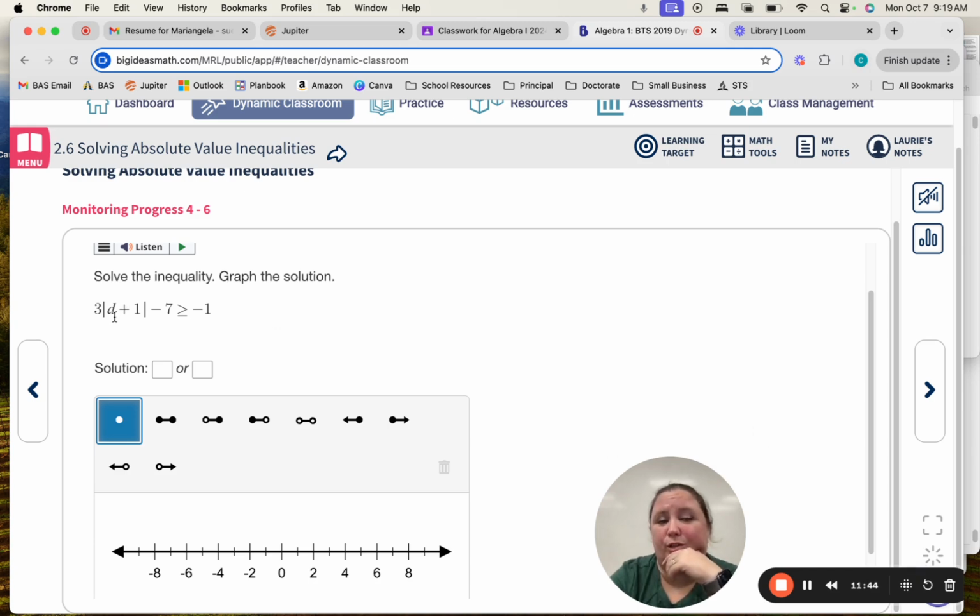Okay, and then you'll write your two equations. D plus 1 is less than or equal to negative 2. And then D plus 1 is greater than or equal to 2. And then you just move the 1.